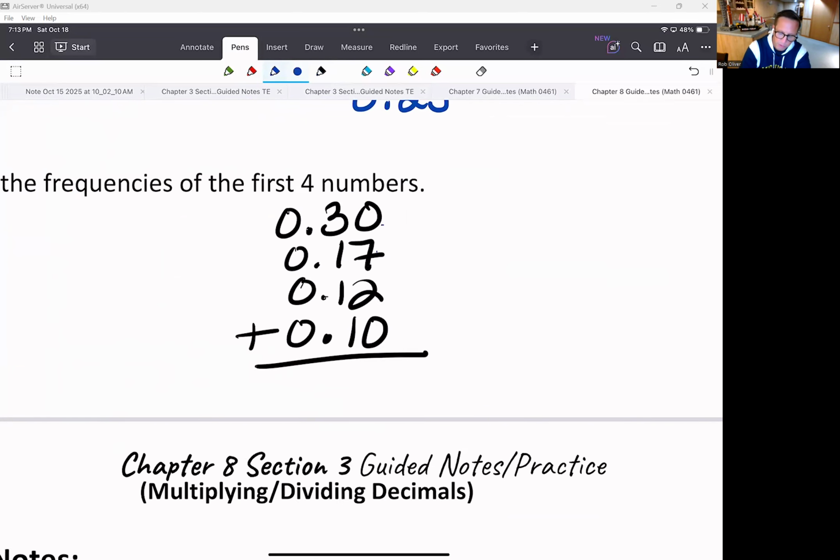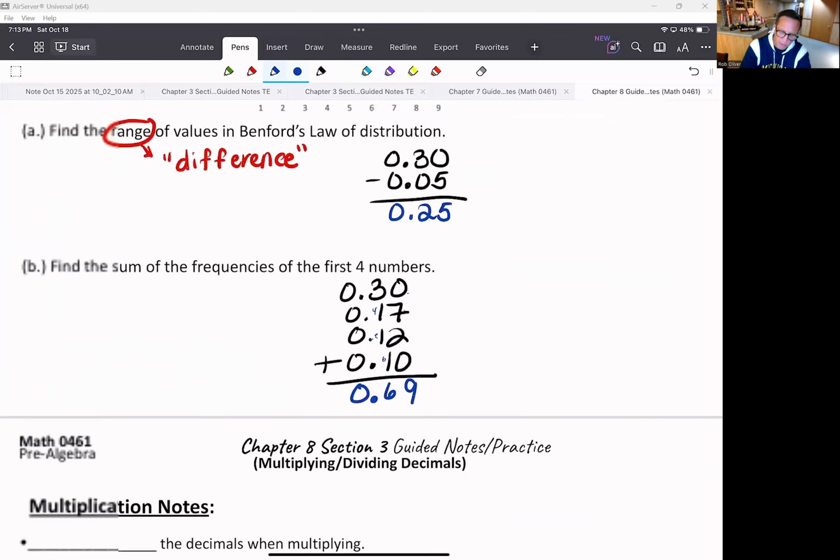0 plus 7 plus 2, that's 9. Nothing carries. 3 plus 1 is 4. 4 plus 1 is 5. 5 plus 1 is 6. That's a 6. Drop down the 0, and there you go, 0.69.